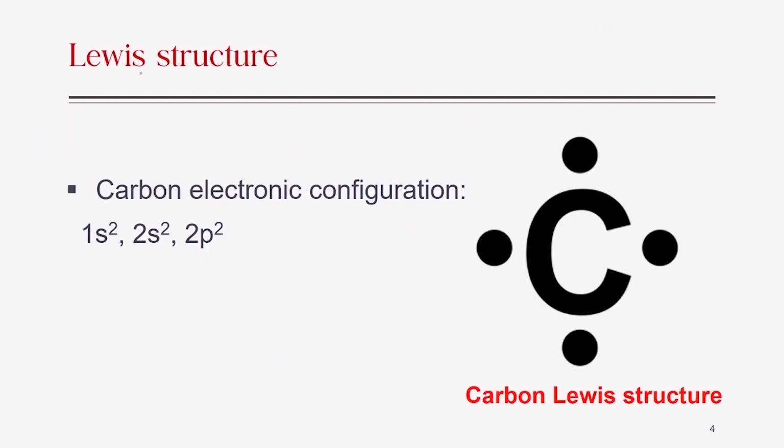The simplest method to represent valence electrons is by using Lewis dot structure. The Lewis dot structure or Lewis structure represents valence electrons as dots surrounding the symbol of the element.